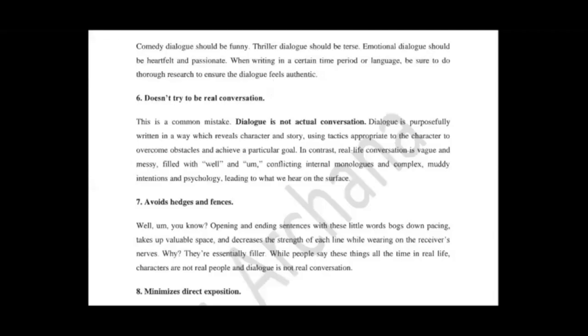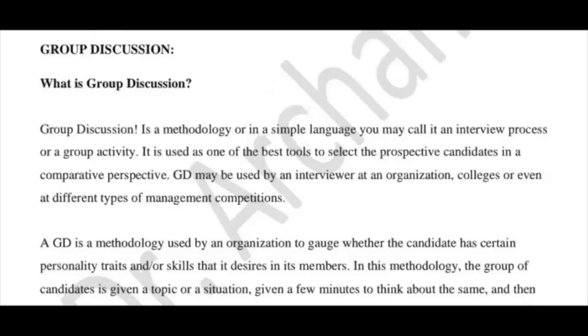Today we are beginning with what is group discussion. You may call it a process or a group activity. Before you move ahead, you must understand that it's a group activity. It is one of the best tools to select the prospective candidates in a comparative perspective.